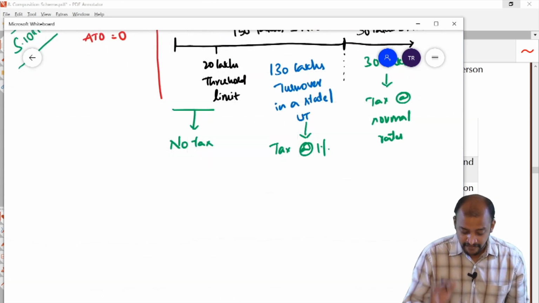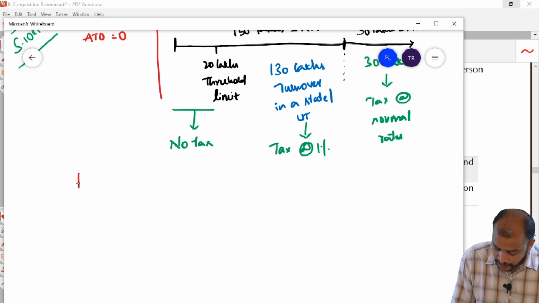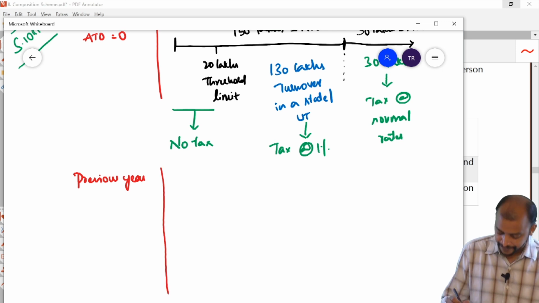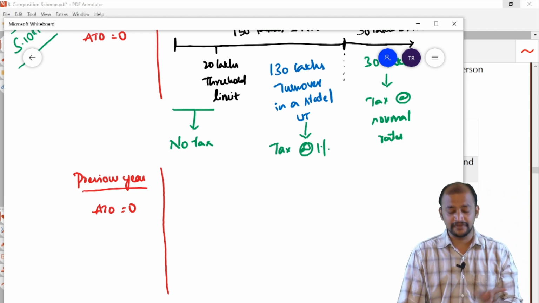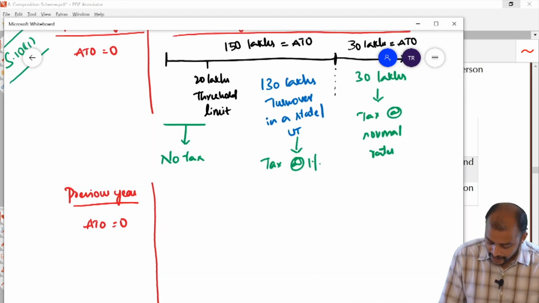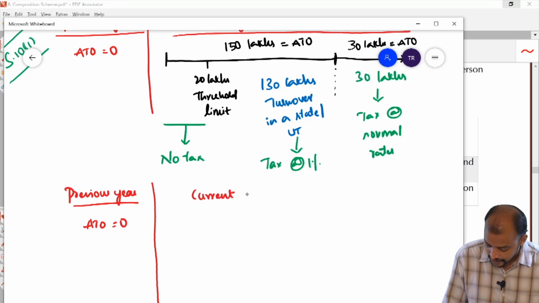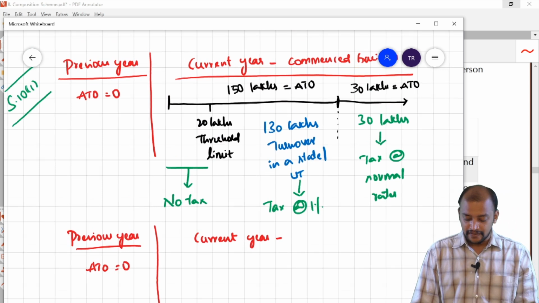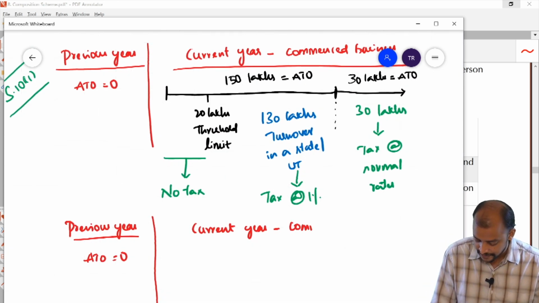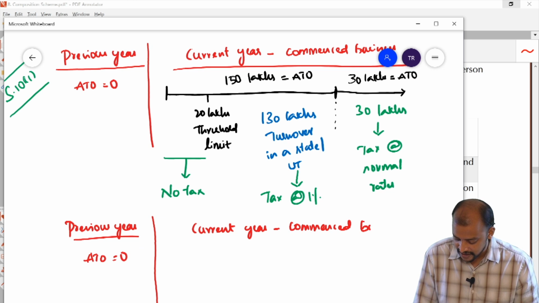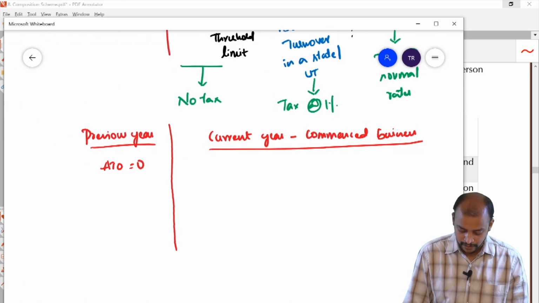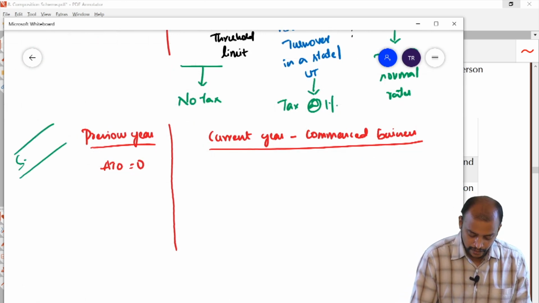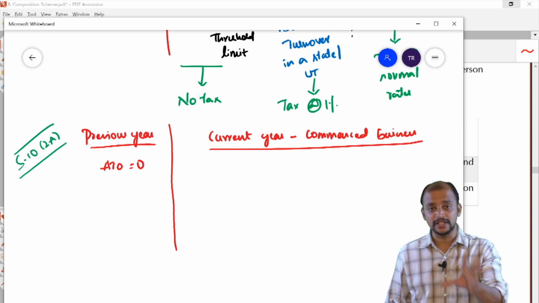Then same way, during the previous year, if the aggregate turnover equals to 0, and during the current year a person commenced business, but this business is not eligible for 10 subsection 1. This business is eligible only for the purpose of 10 subsection 2A. 10 subsection 2A only this business is eligible.